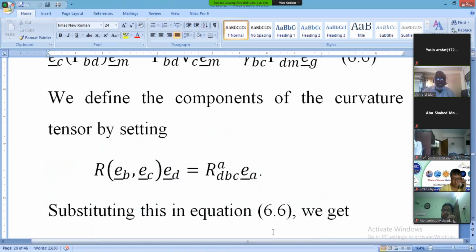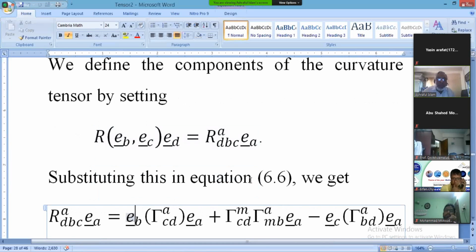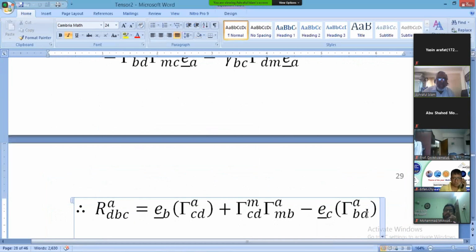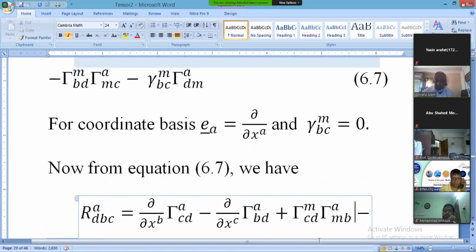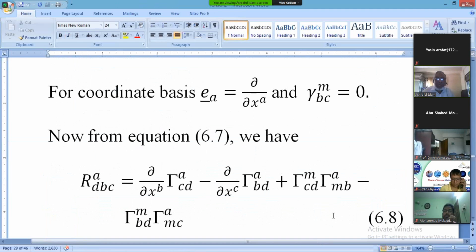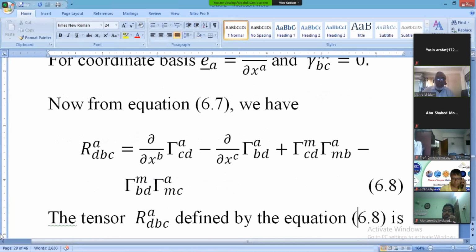This is cyclic, equal to cyclically DBC, with E A placed here. We can eliminate E A everywhere, so we will find the tensor here, the component of this tensor in the basis vectors. This is the expression for the basis Riemann tensor. It is the usual expression for a coordinate system.